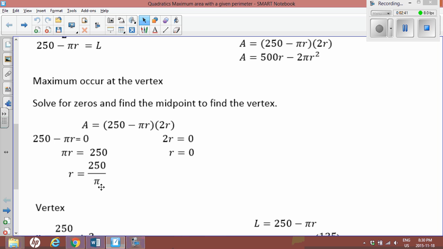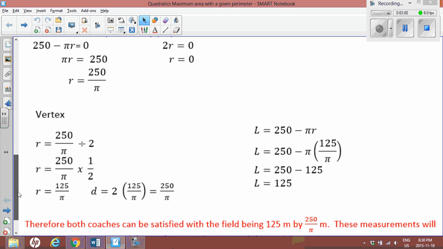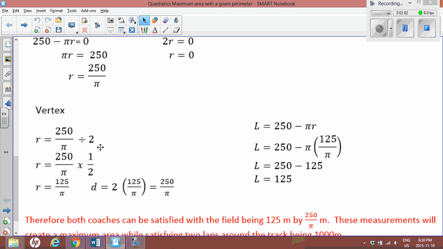So r is 250 divided by pi. My second zero is easy to note. 2r equals 0, which means r equals 0. The midpoint is just 250 over pi divided by 2, since the first root is 0. So we do that calculation here, and we get 125 over pi is the radius. The diameter is twice that, so the diameter is 250 over pi.